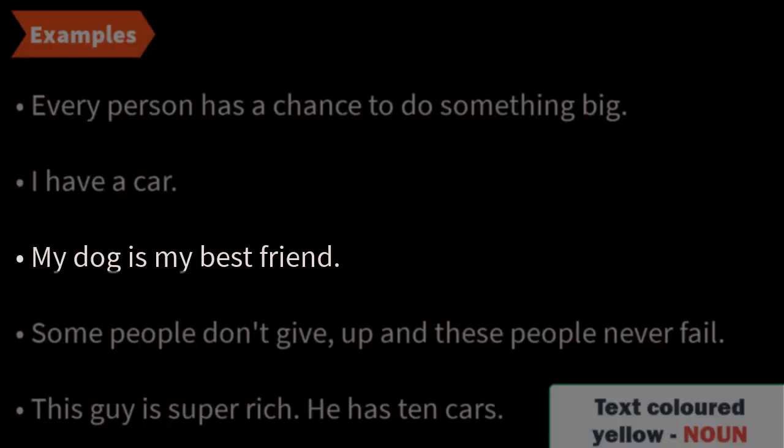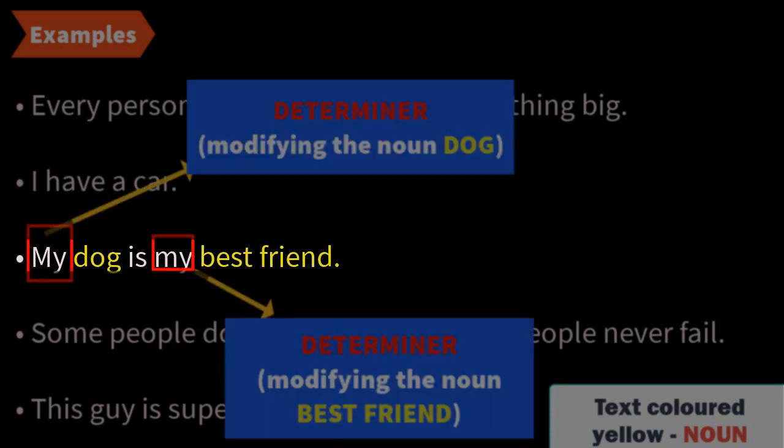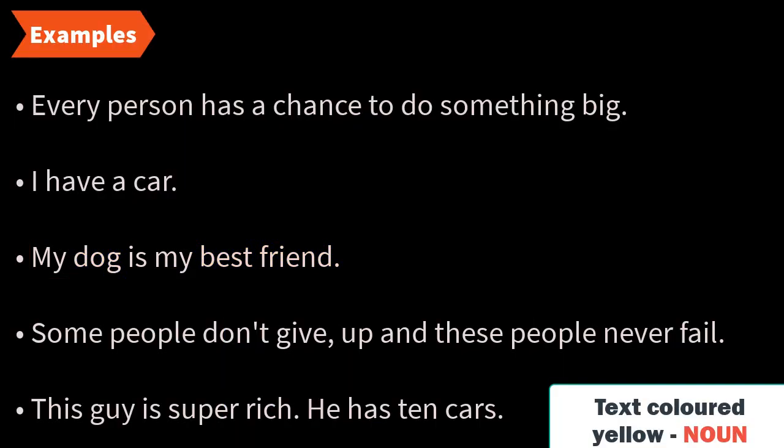Next example. My dog is my best friend. So my is working as a determiner here. It's a possessive adjective that's working as a determiner. Why? Because it is modifying or determining the meaning of the word dog and best friend, right? By showing the possession. Whose dog? My dog. Whose best friend? My best friend, right?